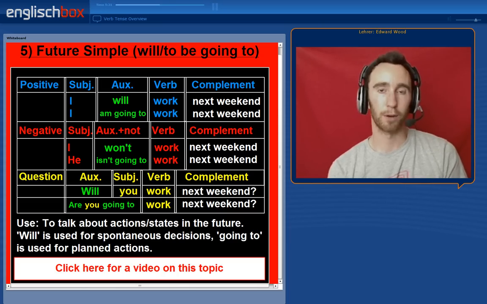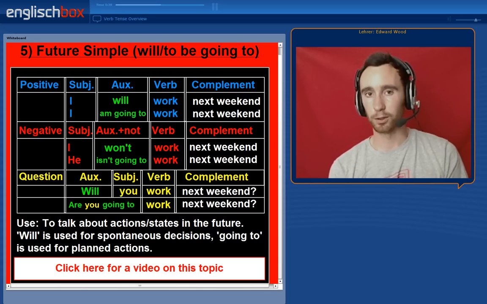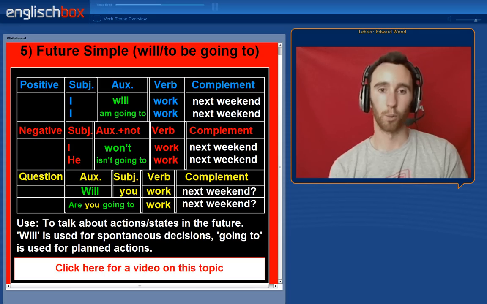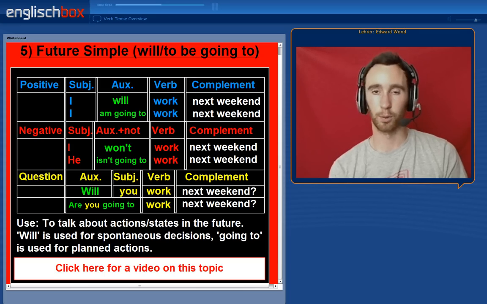So when you're talking about your plans for the weekend, you say, I'm going to. I'm going to play football. I'm going to meet friends, for example. In negative, you make the auxiliaries negative. So I won't work next weekend, will not, or he isn't going to work next weekend. So you make the verb to be negative here with going to. In a question, you have to invert the subject and the auxiliary. Will you work next weekend? Are you going to work next weekend?